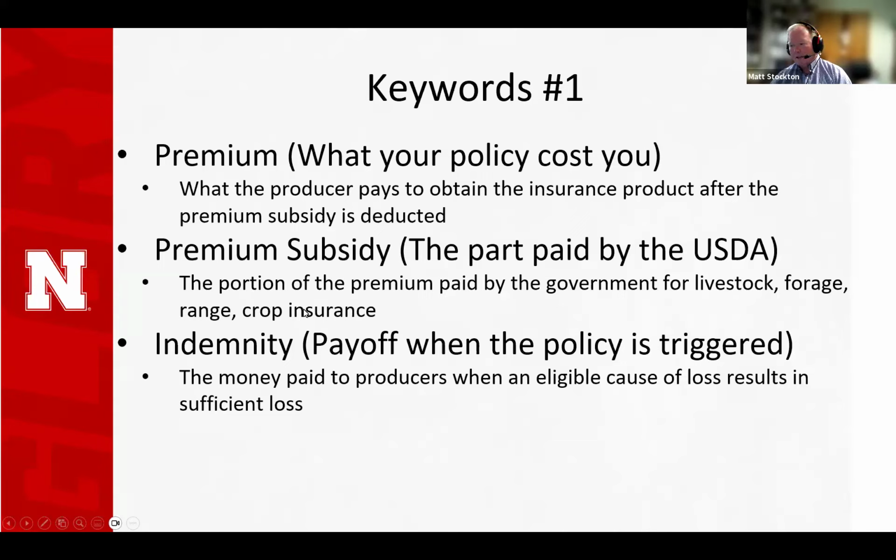Premium subsidy, that's easy. That's the part paid by the federal government, USDA. The taxpayers subsidize so that your insurance is cheaper, so that you can basically afford it, and that production can continue, and that we can have a secure food supply. Those are the basic justifications that you hear for insurance products. Plus, we like to see our producers do well.